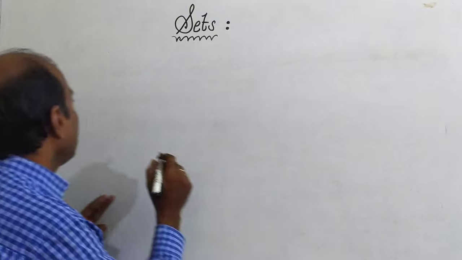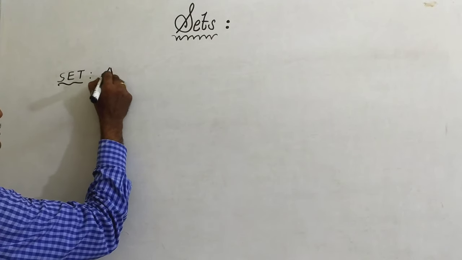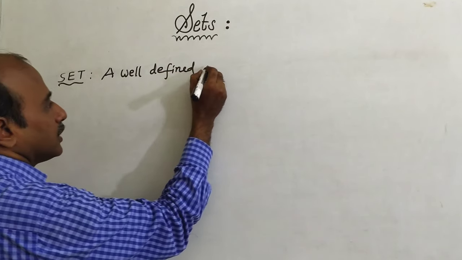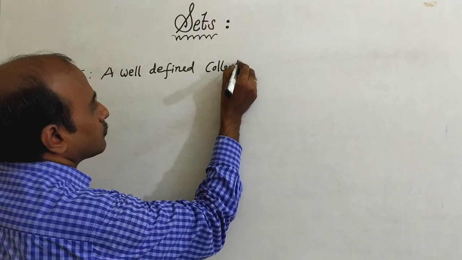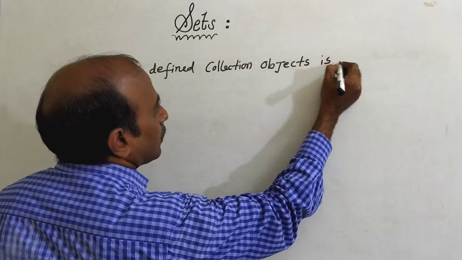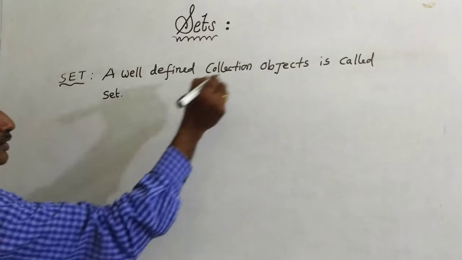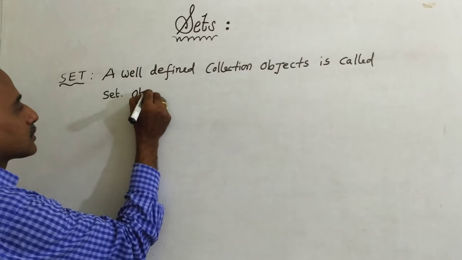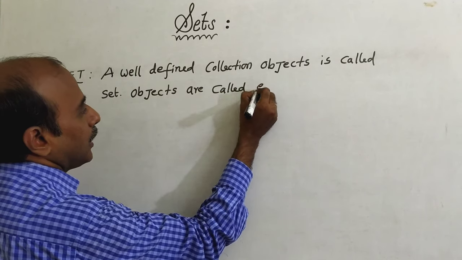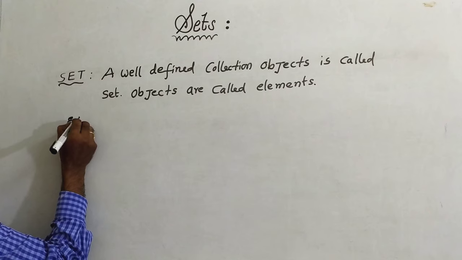I will write it on the board. The definition of set: a well defined collection of objects is called a set. Objects also we can say are the elements. Objects are called elements.